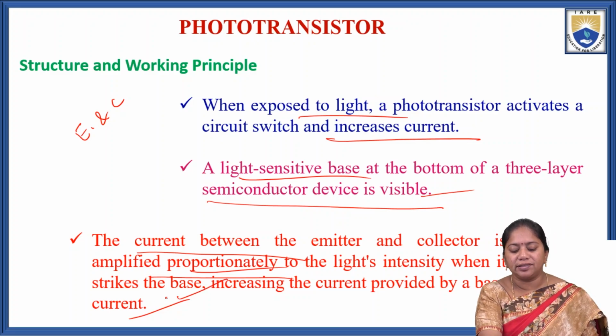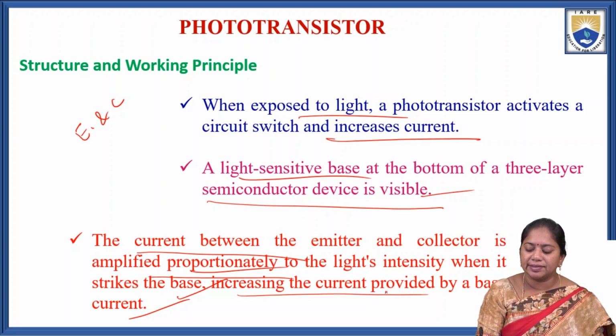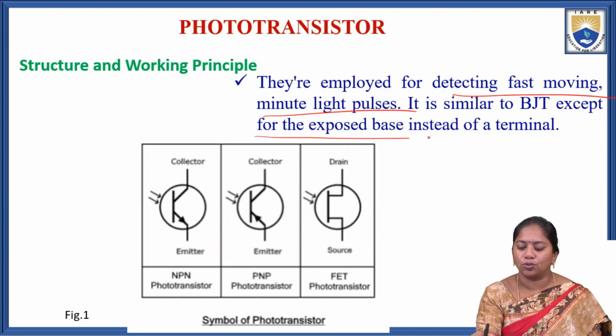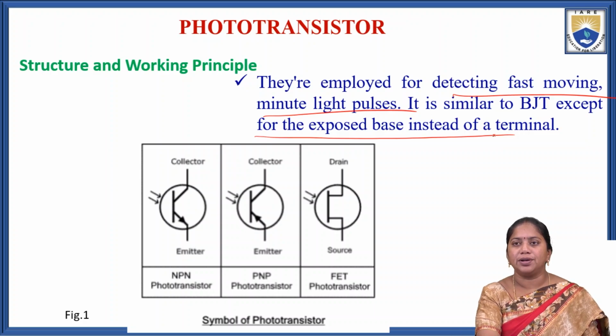When light strikes the base, the current between the emitter and the collector is amplified in proportion to the light intensity. They are employed for detecting fast moving minute light pulses. It is similar to a BJT, bipolar junction transistor, except for the exposed base instead of a terminal.